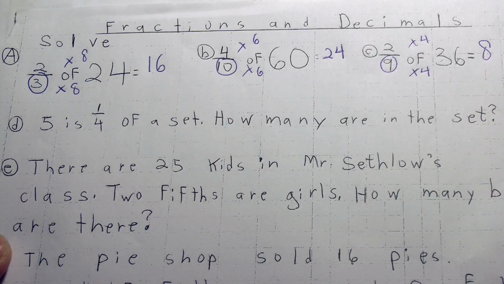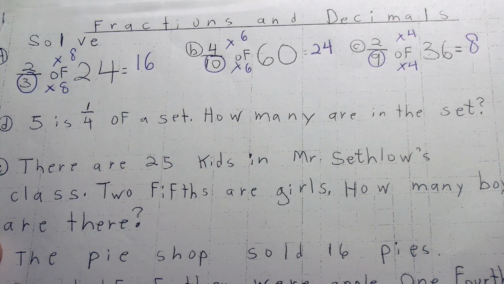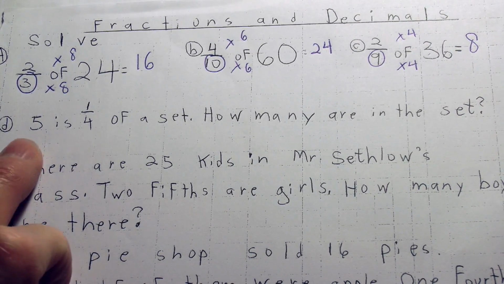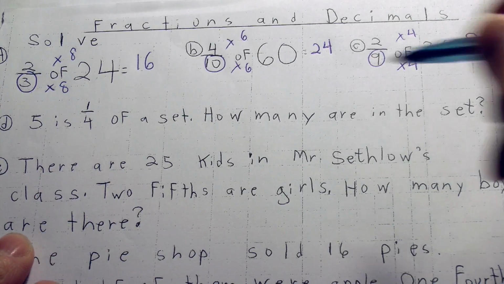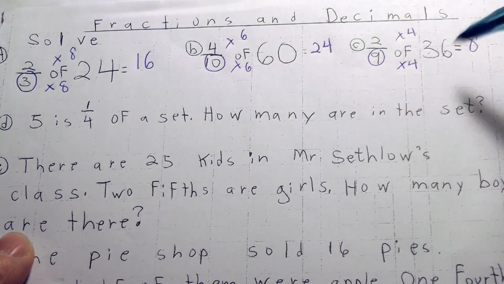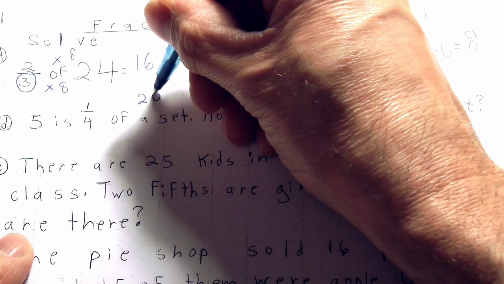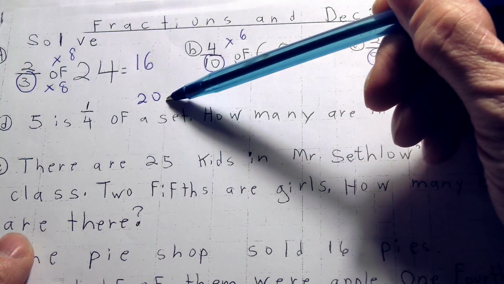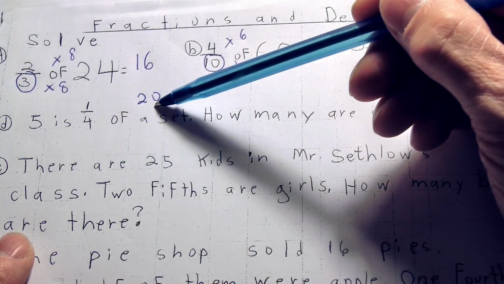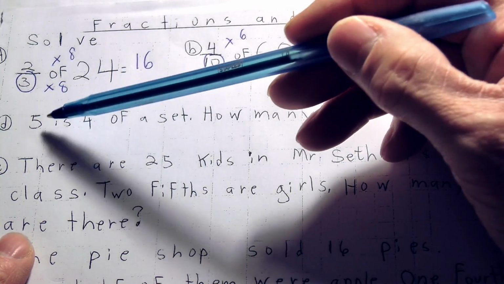5 is 1/4 of a set. How many are in the set? Well, if 5 is only 1/4, then we have to multiply. 4 times 5 is 20. In the set there are 20. 1/4 of 20 is 5.